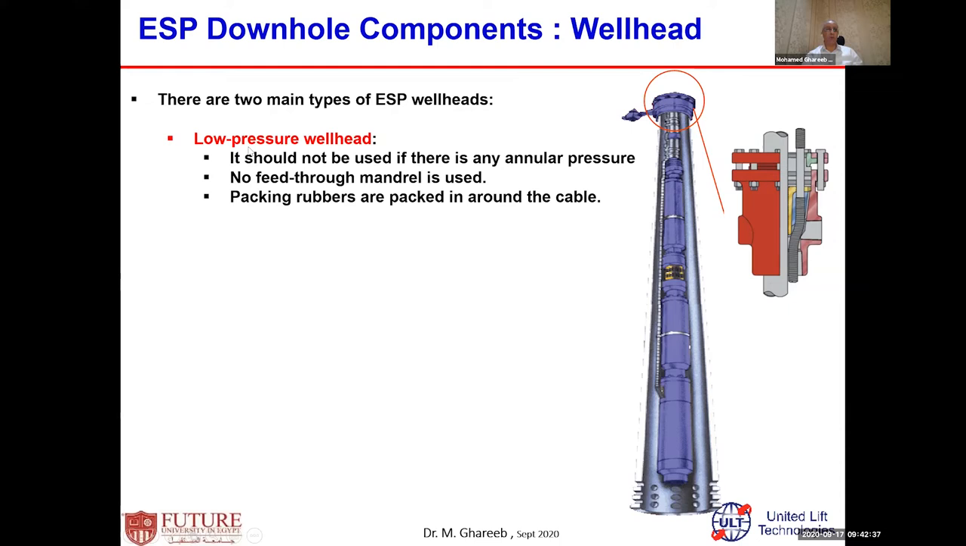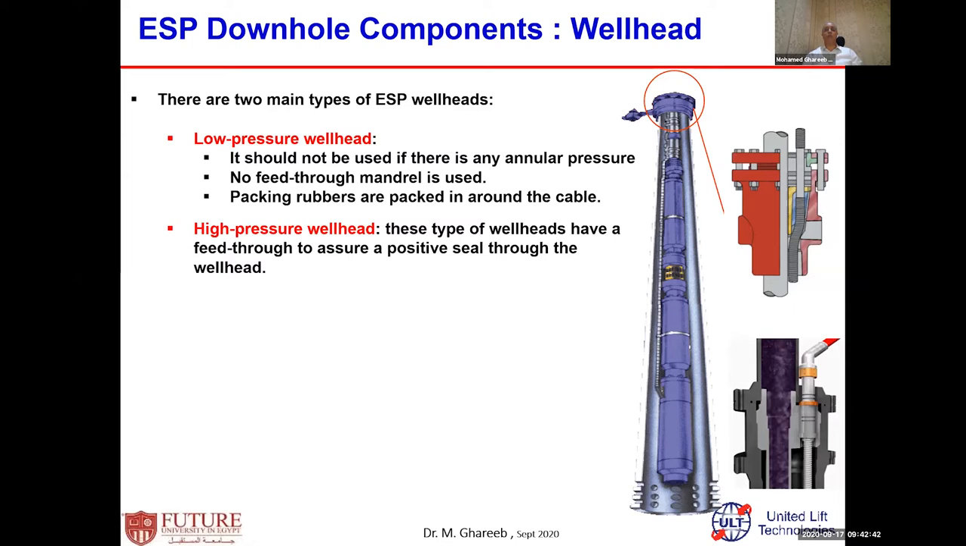What is the second type? It is more commonly used: the high pressure wellhead. The low pressure one has limited use; it is used for very shallow wells with no gas in the well, sometimes shallow water wells, and so on. It is cheaper than the high pressure one, because the high pressure type of wellhead has a feed through to assure a positive seal around the cable through the wellhead. This is what we call the feed through mandrel.